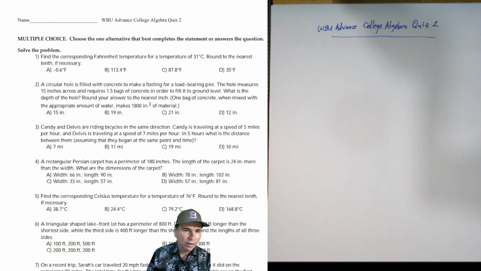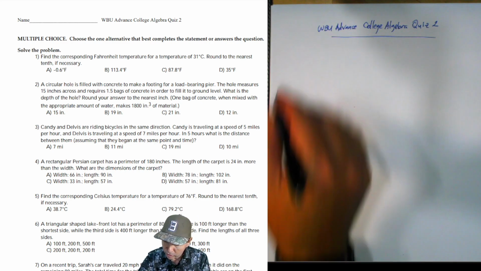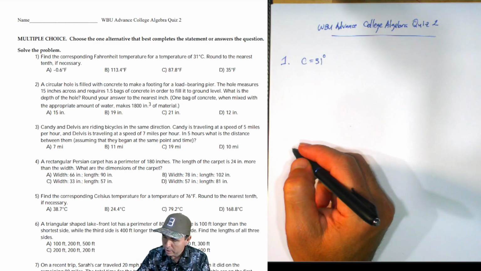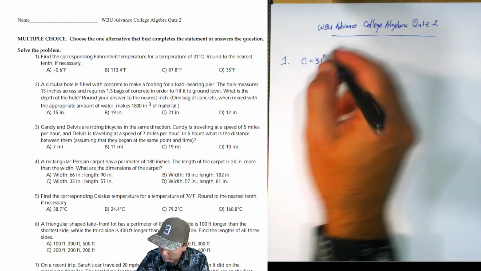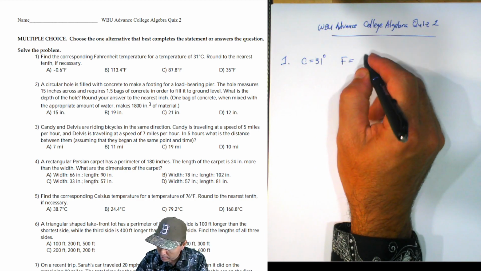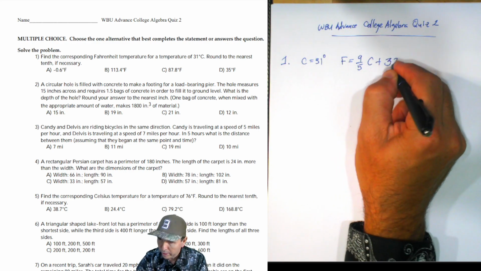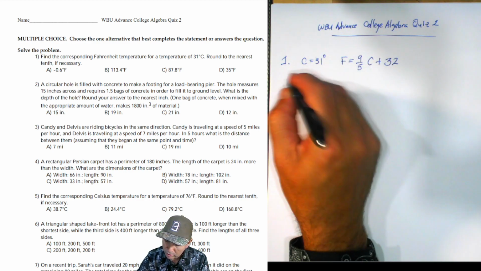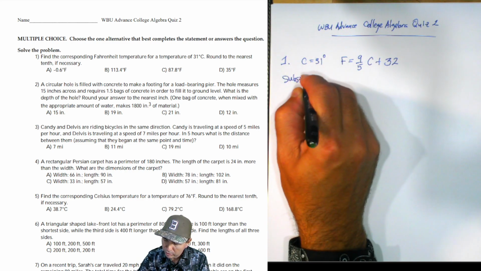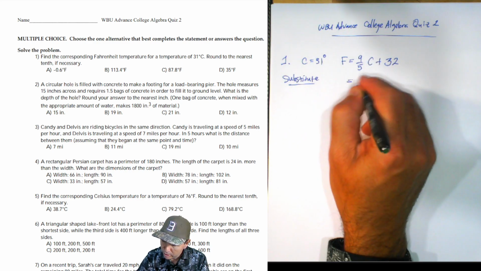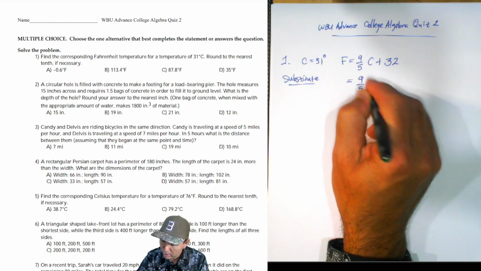Just follow along. Okay, it says find the corresponding Fahrenheit temperature for a temperature of 31 degrees Celsius. Round to the nearest tenth if necessary. So for question 1, we write down how many degrees Celsius. It's 31. And we know that the formula from the previous quiz is 9 fifths Celsius plus 32. So we're going to substitute. The C is going to have a 31 instead.